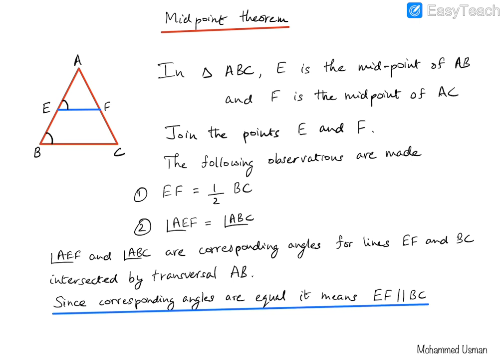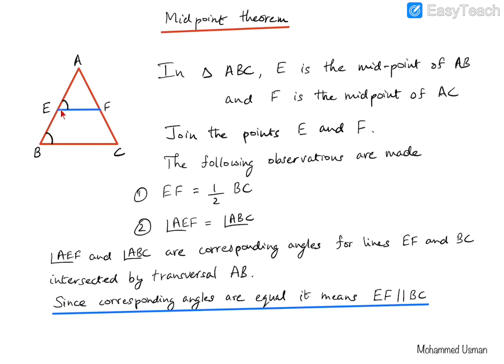So if we have a triangle ABC, and E is the midpoint of the side AB and F is the midpoint of the side AC, and we join these 2 points E and F by a line segment, the following observations are made. What we notice is that the line segment EF, which is obtained by joining the midpoints of the 2 sides of the triangle, is half of the base of the triangle. That is, the length of EF is half the length of the third side of the triangle.